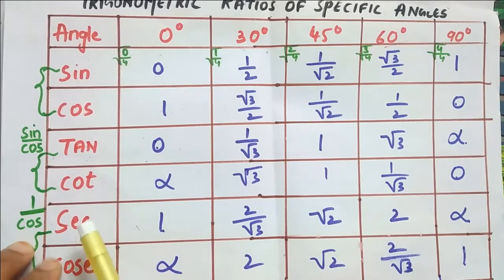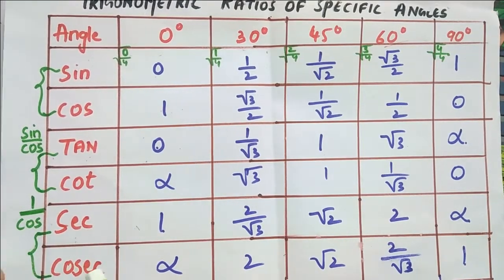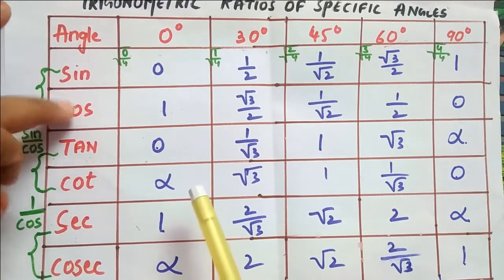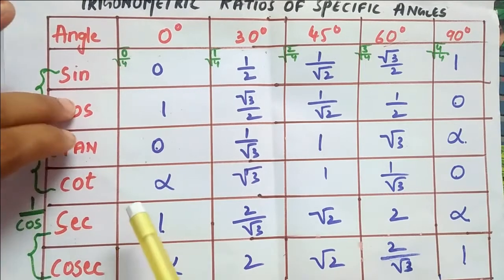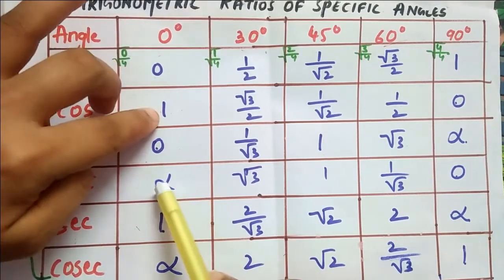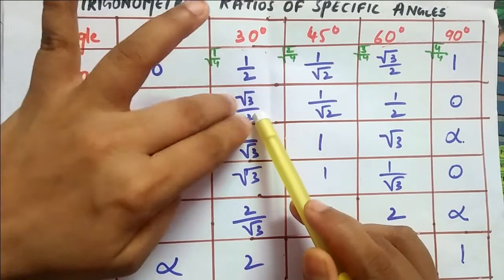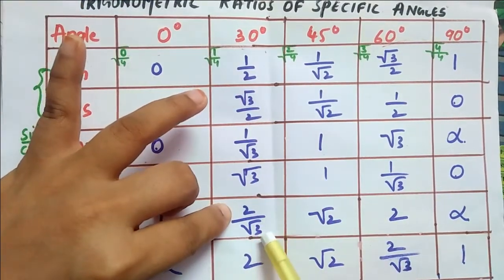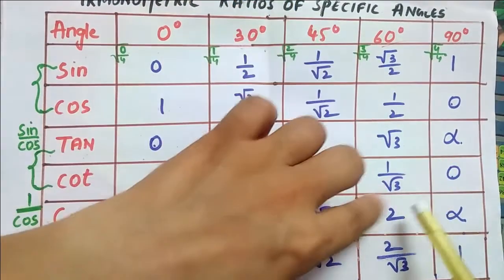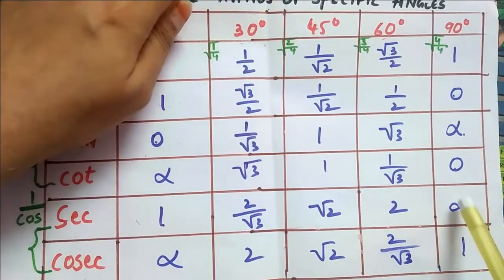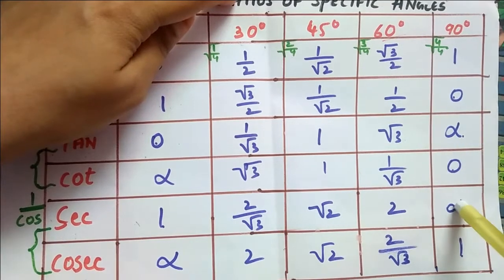The same thing goes with the secant. Once you get the secant values, you will get the cosecant values. We have learned in the previous formulas that secant is nothing but 1 divided by cos. So we get the value of secant by dividing 1 by cos. So 1 divided by 1 is 1. Root 3 by 2, reciprocal is 2 by root 3. 1 by root 2, reciprocal is root 2 by 1. 1 by 2, reciprocal is 2. And 1 by 0 is nothing but infinity.